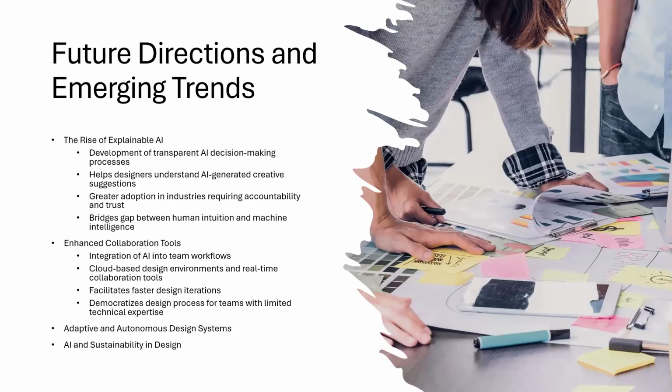So what's the future direction and emerging trend? This explainable AI is developing. So we can put it under the category called transparent AI decision-making process. It's very useful. It can help designers to understand AI-generated creative solutions. Why was this solution created? What is the hypothesis? So that we learn from AI, and AI learns from us, right? When AI generates creative products and services, we also learn from them.